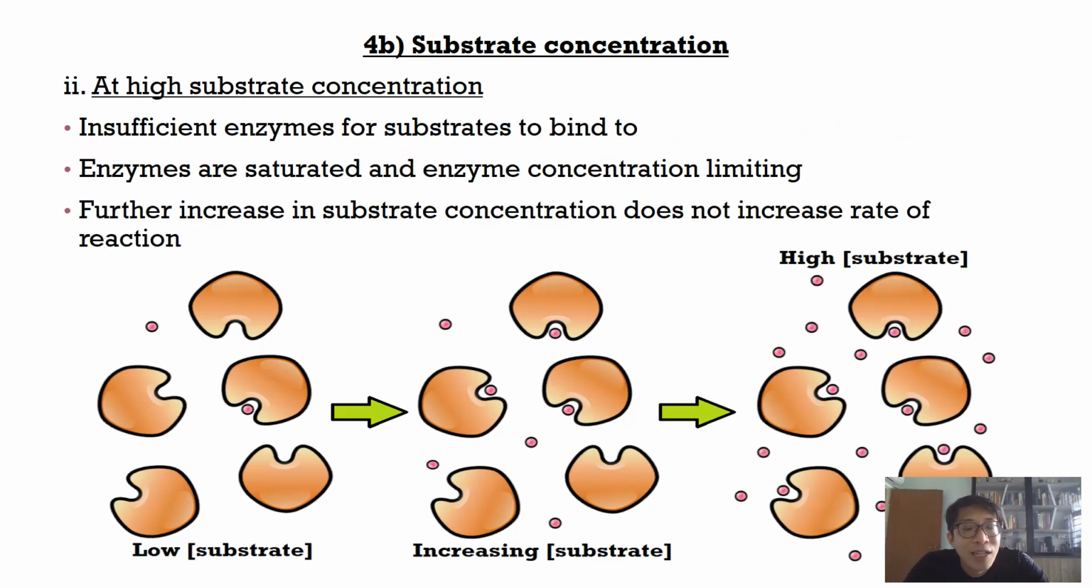But when the substrate concentration is high, then there are more substrates than enzymes. There is now not enough enzymes. So further increase in the substrate concentration would not be able to increase the rate of reaction. At any one time, the enzymes are bound with a substrate because there are so many substrates around. So the enzymes are saturated, and the enzyme concentration is now the limiting factor.